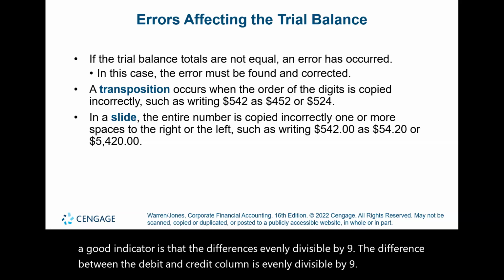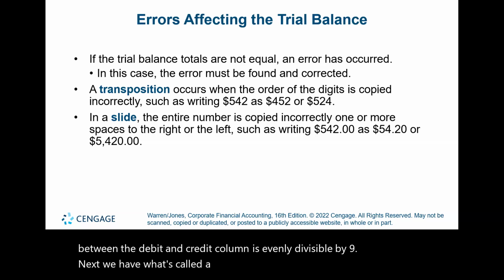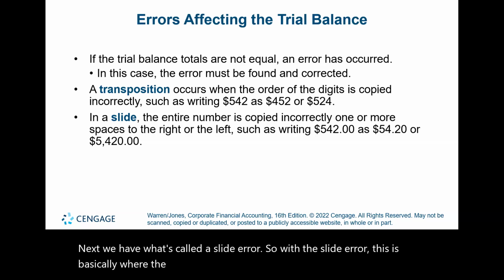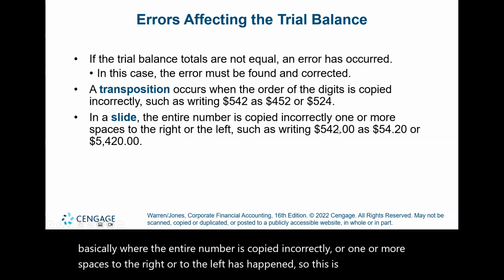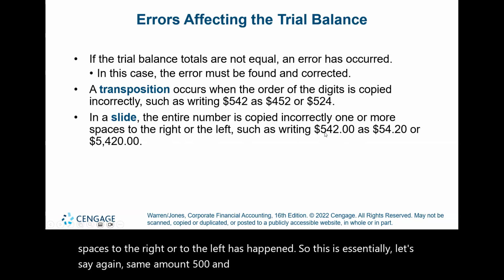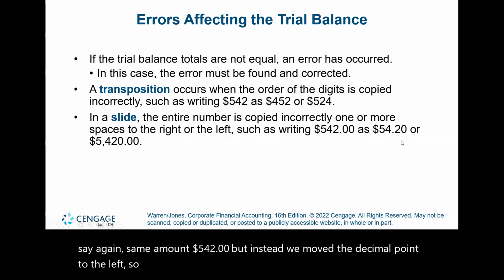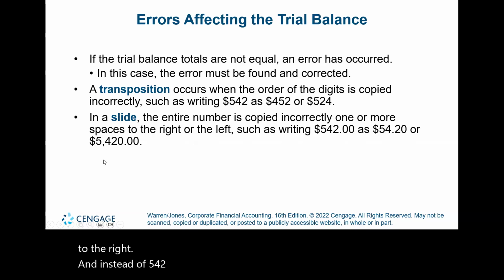Next, we have what's called a slide error. So with the slide error, this is basically where the entire number is copied incorrectly, or one or more spaces to the right or to the left has happened. So this is essentially, let's say, again, same amount, $542, but instead we moved the decimal point to the left. So instead of 542, we recorded $54.20, or we moved the decimal to the right. And instead of $542, we recorded $5,420.